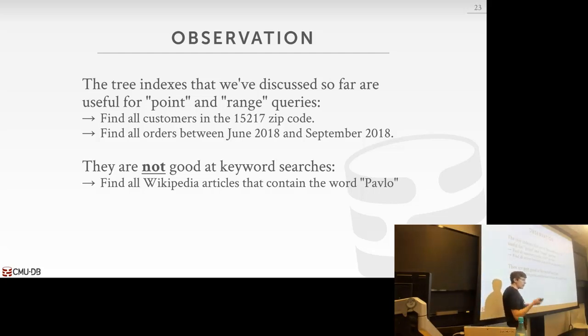Where the B+ tree and the hash tables are not good is when we want to do keyword searches. So for example, say I have the entire corpus of Wikipedia. I'm going to find all the Wikipedia articles that contain the keyword Pablo. I can't use a hash table index for that, and I can't use a B+ tree index for that, because I'm trying to find a sub-element of a value for an attribute, right? And again, for the B+ tree, I have to have the exact key. I can't do a partial key. I can do a partial key lookup if the key is comprised of multiple attributes, but within a single attribute, I have to have the entire value of it. I can't have like the first 16 bits.